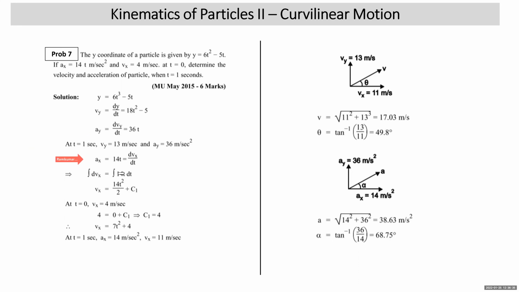Now ax he has given as 14t, which we can write as dvx by dt. Separate the terms, integrating both sides, you get Vx is equal to 14t square by 2 plus c. At t is equal to 0, Vx is equal to 4 meter per second is given in the problem. Substitute that, you get c1 as 4. So Vx comes out to be 7t square plus 4. Then at t is equal to 1 second, Ax is 14 meter per second square and Vx is 11 meter per second. Now you have got Ax and Ay. You have got Vx and Vy. Right?